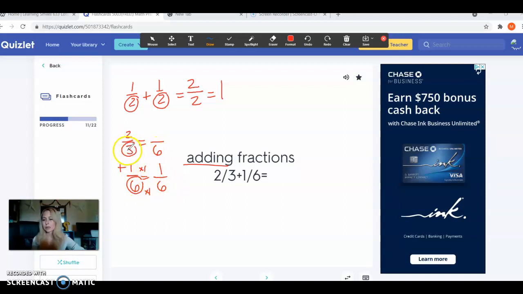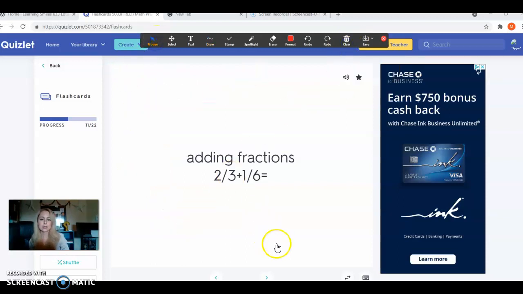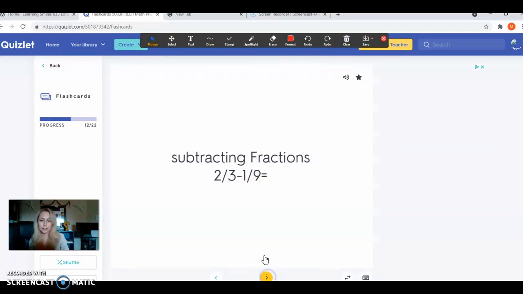But here, we ask, 3 times what is 6? 3 times 2 is 6. We carry that up to the top: 2 times 2 is 4. Now we have that same denominator, which is so important when you're adding and subtracting fractions. So we have 4/6 plus 1/6. We just add 4 and 1 and keep that denominator 6, so we have 5/6. So 2/3 plus 1/6, we can flip the card and see if we got it right, is 5/6. Wonderful. We now remember how to add fractions.